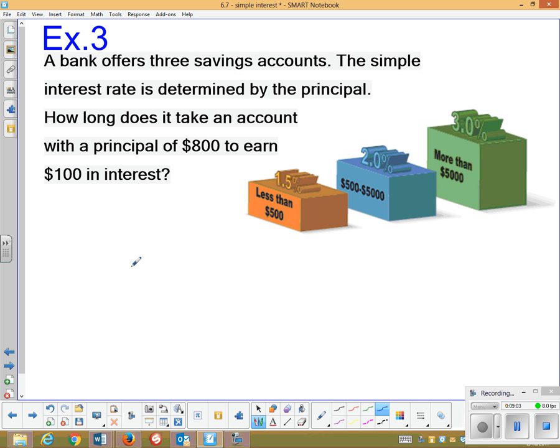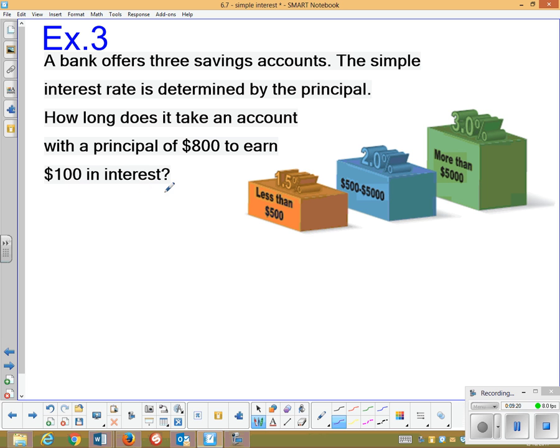Now this one, it's talking about a savings account. So let's go ahead and read it. It says a bank offers 3 savings accounts. The simple interest rate is determined by the principal. How long does it take an account with a principal of 800 to earn 100 in interest?